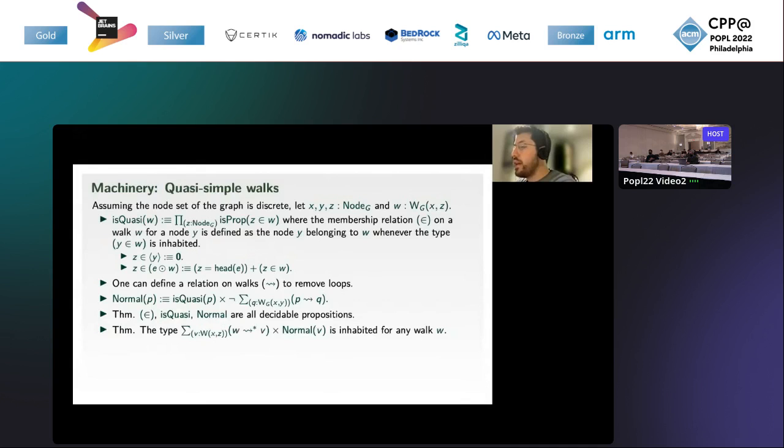Finally, I prove a normalization theorem for walks, which says that for any walk we can find a reduction to its normal form.